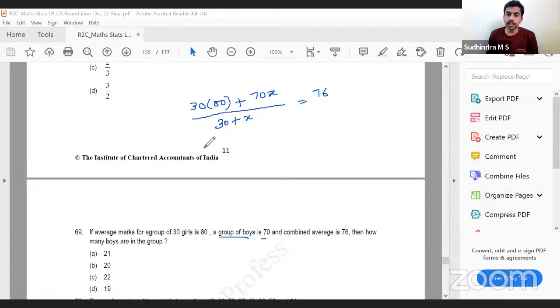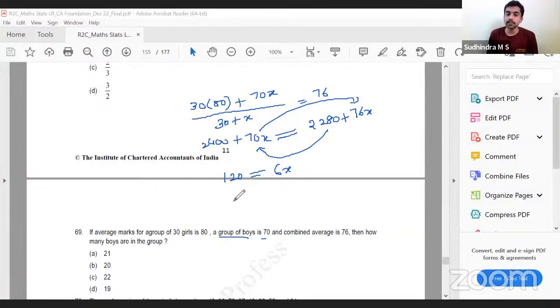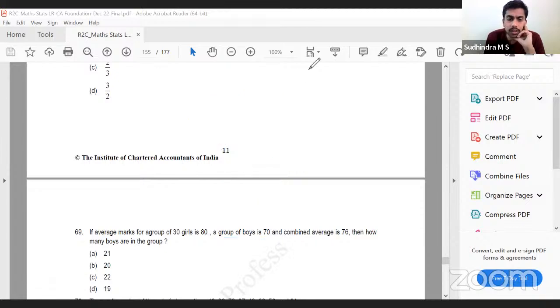So further simplify, 30 into 80 is 2400 plus 70x is 76 into 30 plus x. 76 into 30 is 2280 plus 76x. Send this to the other side, 2280 this side. 2400 minus 2280 is 120 is equal to 6x, which is 76 minus 70. Therefore, x is 20. Clear? Right. Next question. Question number 70.